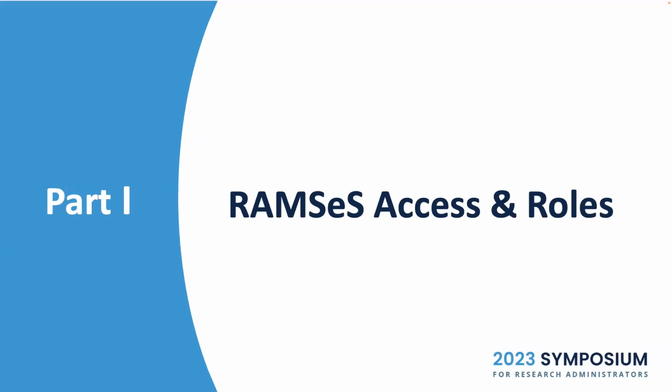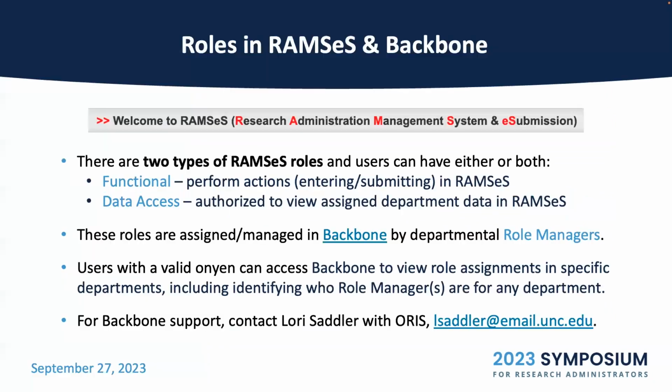First part, RAMSeS access and roles. One of the things that we wanted to go over was the two types of RAMSeS roles, and users can have either or both. You've got the functional role, which is to perform actions, entering and submitting in RAMSeS. And then you have data access, which is where you're authorized to view assigned departmental data in RAMSeS. So those are the two main roles within RAMSeS for the departments.